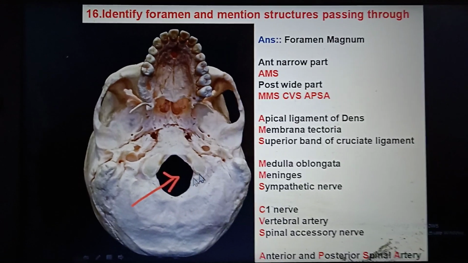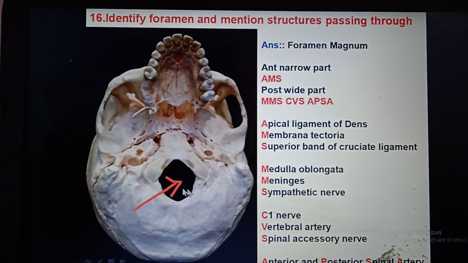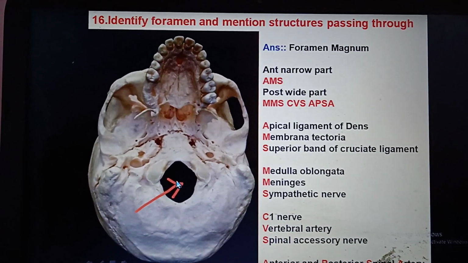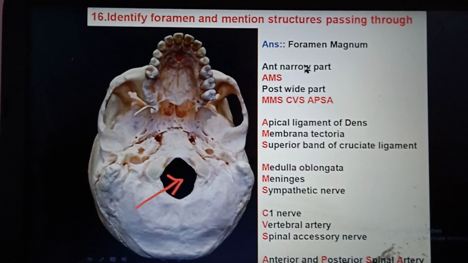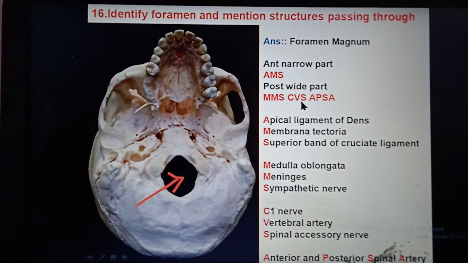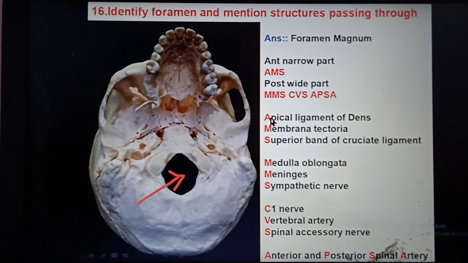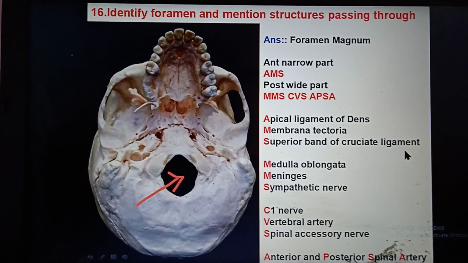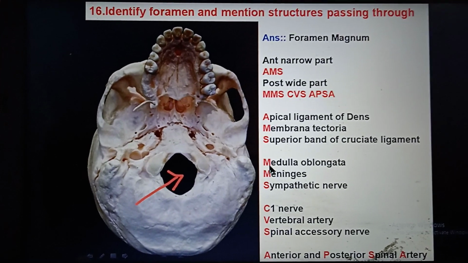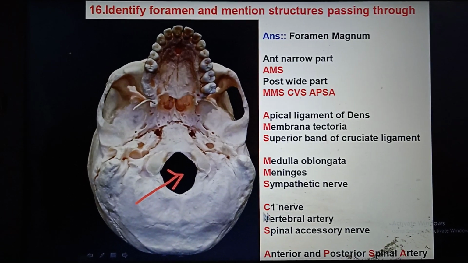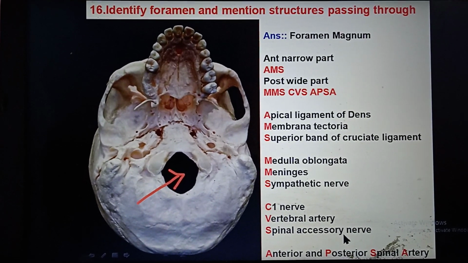Identify the foramen and mention the structures passing through. This is the foramen magnum, and it is divided by the alar ligament into two parts, an anterior narrow part and a posterior wider part. Through the anterior narrow part passes AMS, and through the posterior wide part MMS, CVS and APSA. AMS stands for apical ligament of dens, membrana tectoria and superior band of the cruciate ligament. MMS is medulla oblongata, meninges and sympathetic nerve. CVS is C1 nerve, vertebral artery and spinal accessory nerve. APSA is anterior and posterior spinal arteries.